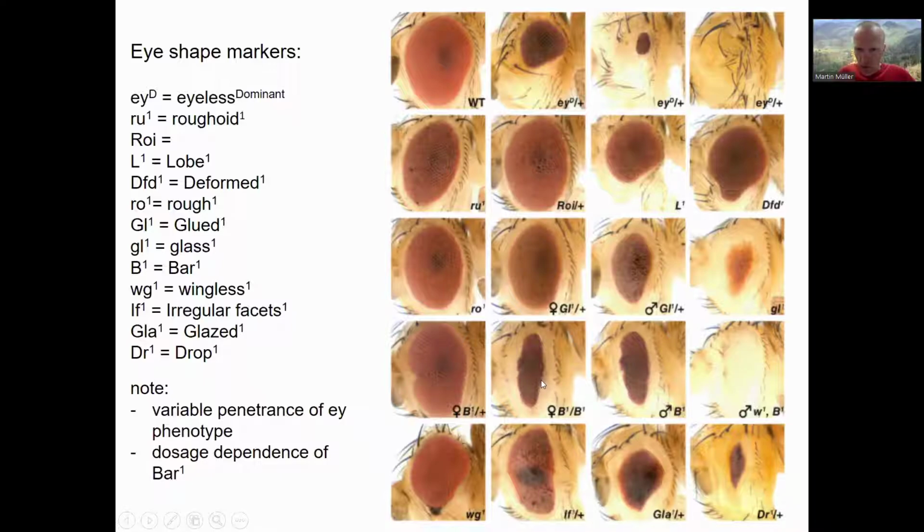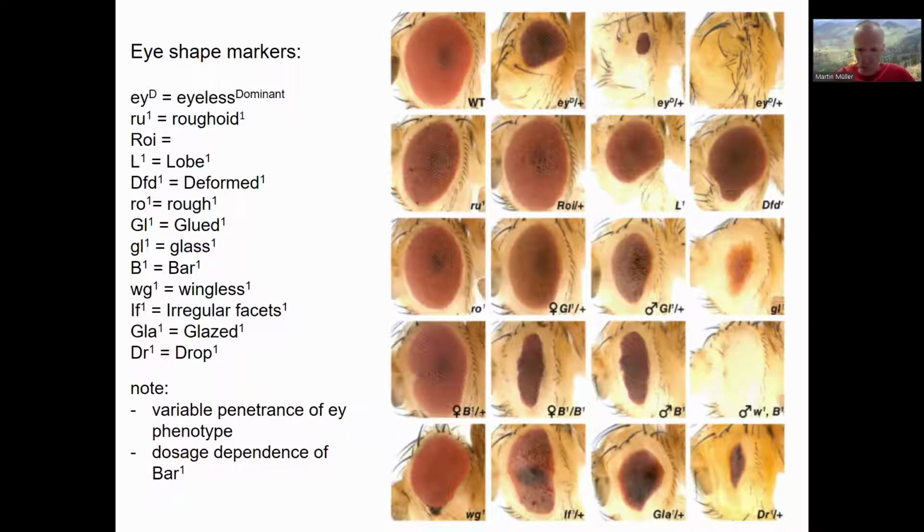In the homozygous situation, where there is no wild type copy of the bar gene, you have a dramatic change in the eye phenotype. The hemizygous male here has an eye phenotype reminiscent of the homozygous female, which makes sense because here there is also no wild type copy around. This male here is bar over Y chromosome. Bar is on the X chromosome, on the sex chromosome. Okay, that's so much for the eye markers.